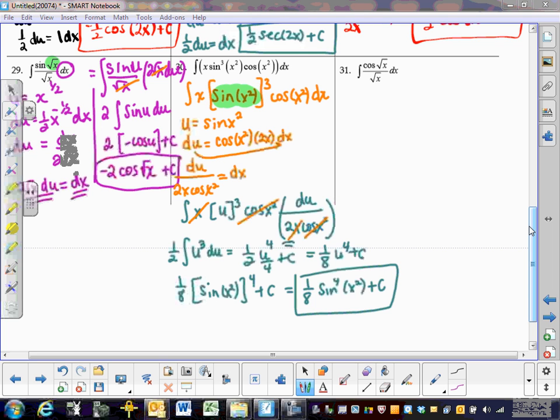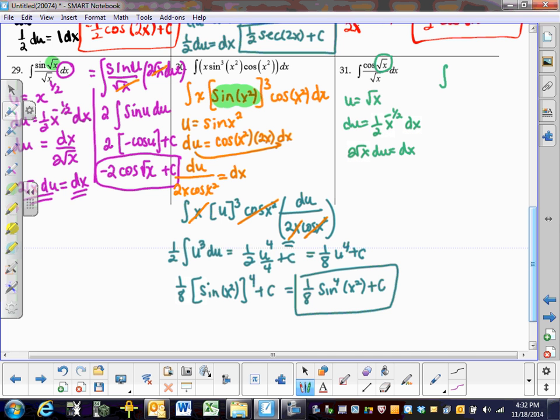Okay, for the next one, we have cosine root x. In this case, the root x is our u. So du is 1/2 x to the negative 1/2 dx. So 2 root x du equals dx. So I have the square root being replaced only for the u. Everything else has to stay the same. And my dx is 2 root x du. So for cancellation, we keep the 2. Going backwards from cosine is sine plus c. So it's 2 sine root x plus c.